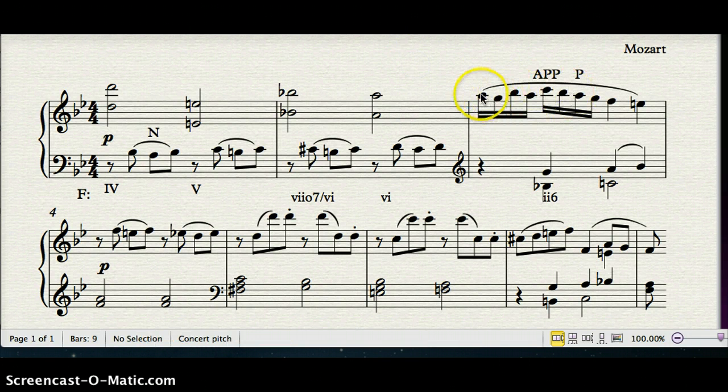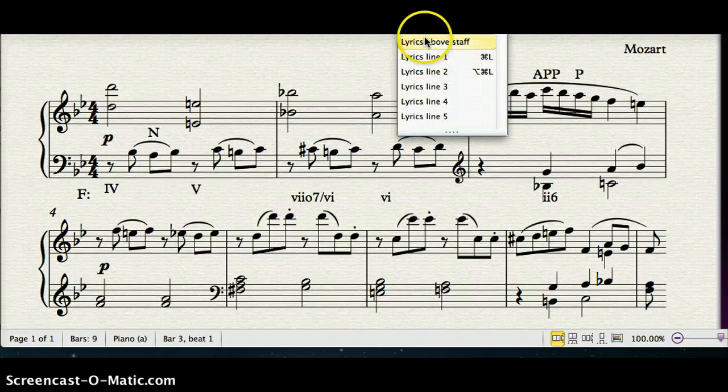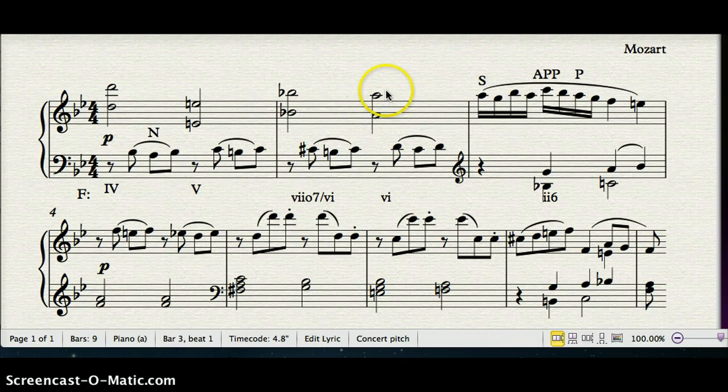What else do we have? And this A, now this one's a little tricky. This would be a suspension, right? Because we have an A, same note going to the A and then resolving down. The question is, what kind of suspension? We have no bass note. So in this case, this is a little wonky, but I would just call it a suspension and not label it. See how easy that was?